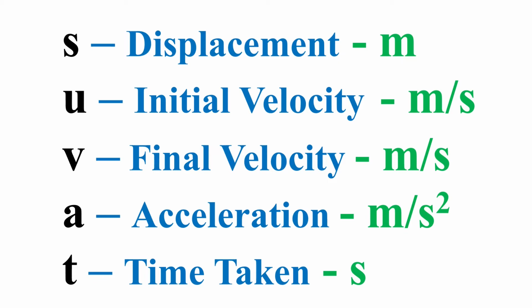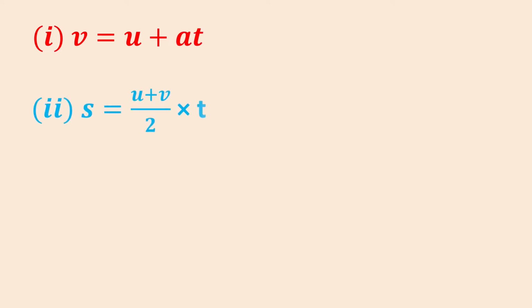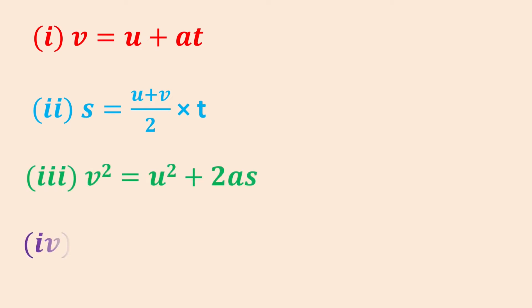Okay, after this much understanding, we have to remember the equations of motion also. First, v equal to u plus at. Second, s equal to u plus v by 2 into t. Third, v square equal to u square plus 2as. And fourth one, s equal to ut plus half at square. Using these equations, we can solve the numerical problems related to a uniformly accelerating body.